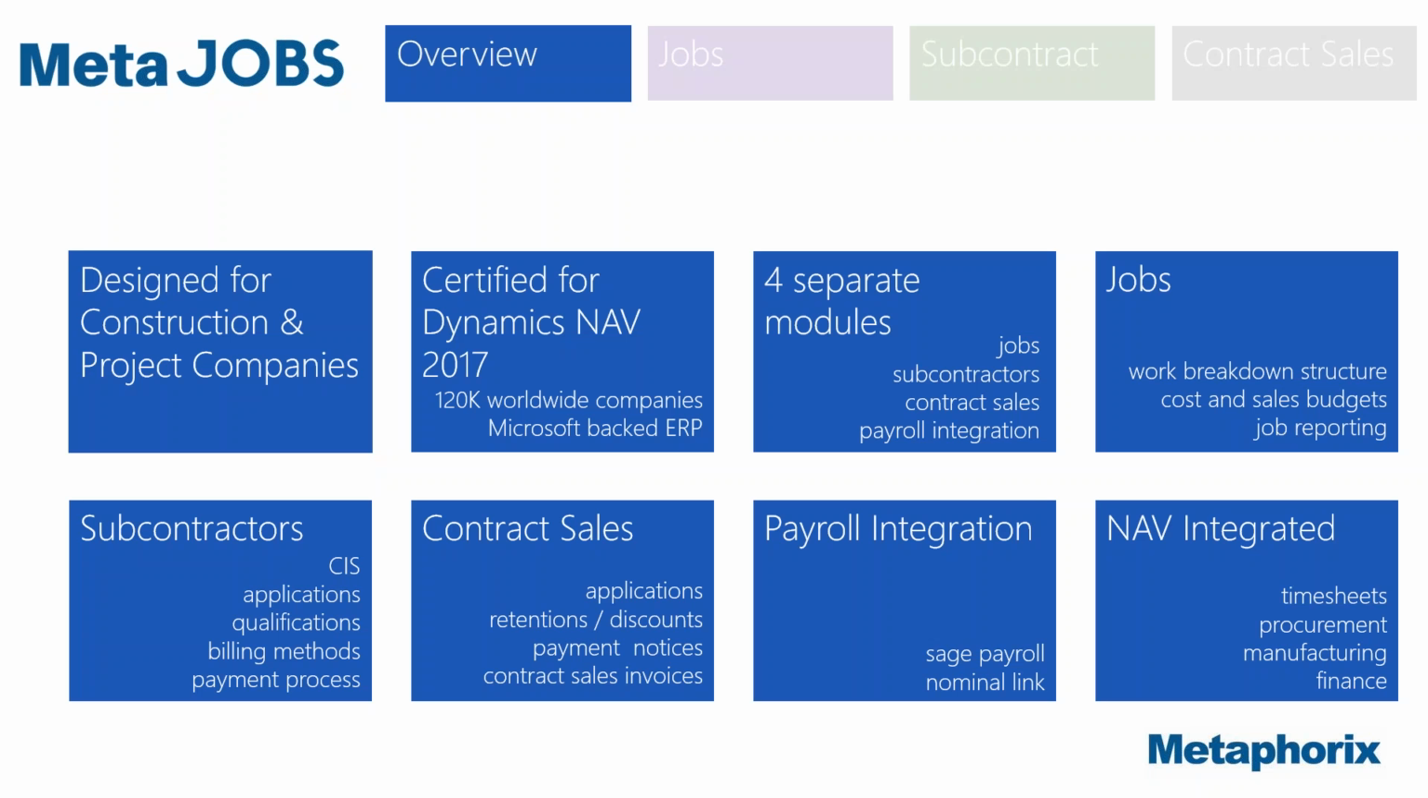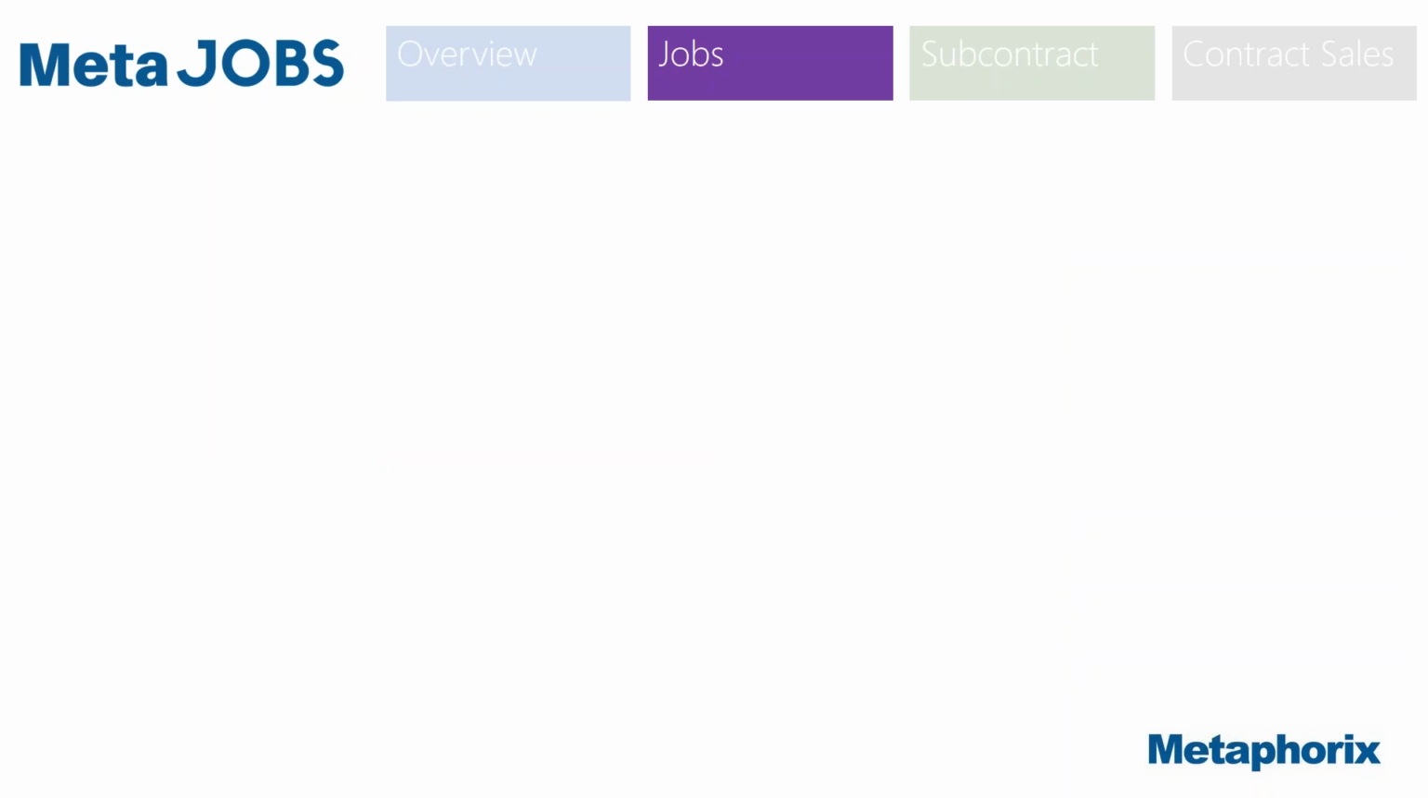Thanks, Craig. Hi. Right, I'm going to go through the three main areas of MetaJOBS, which is the job side, the subcontract side, and the contract sales side. As we said, there's also a payroll integration, but there's not much to see with that really. It's an integrated file that goes between Sage and back into MetaJOBS. So we'll concentrate on the three chunkier areas of this, and the first one of those being the jobs.